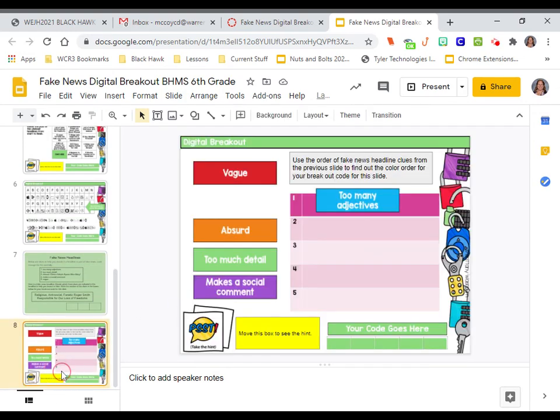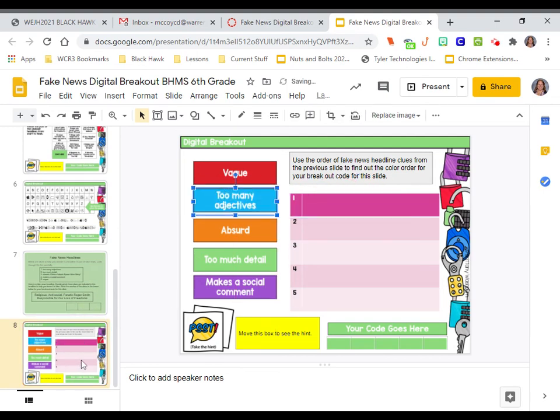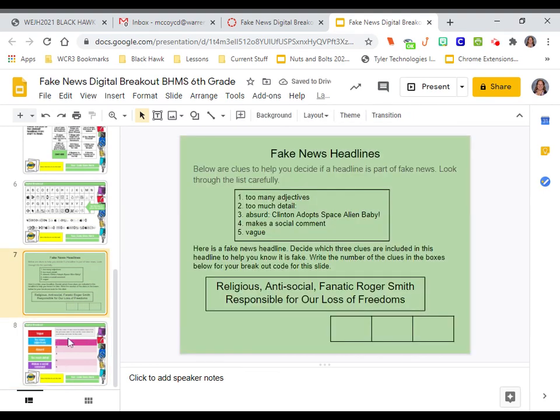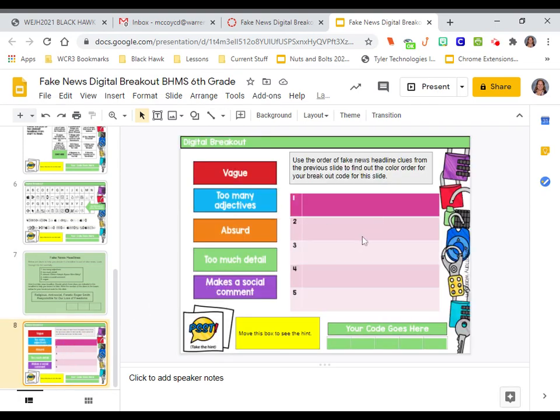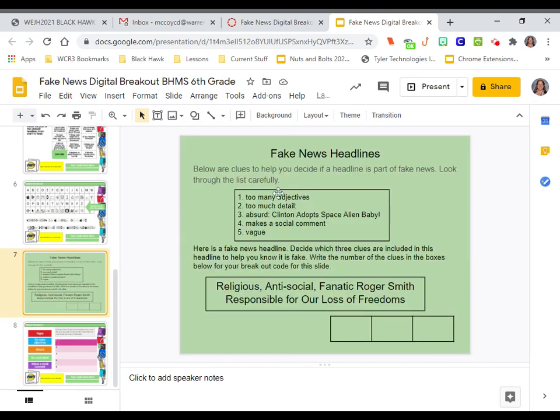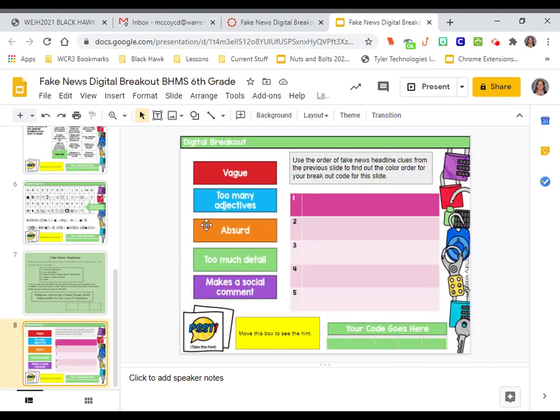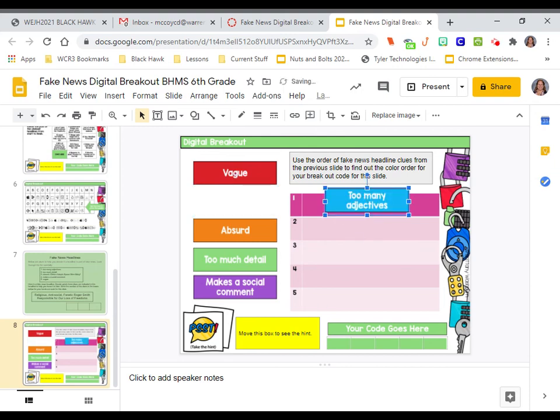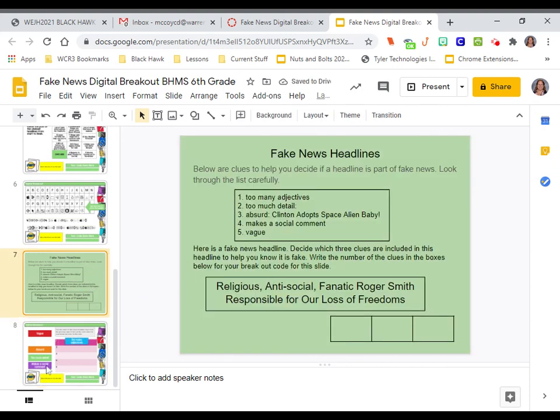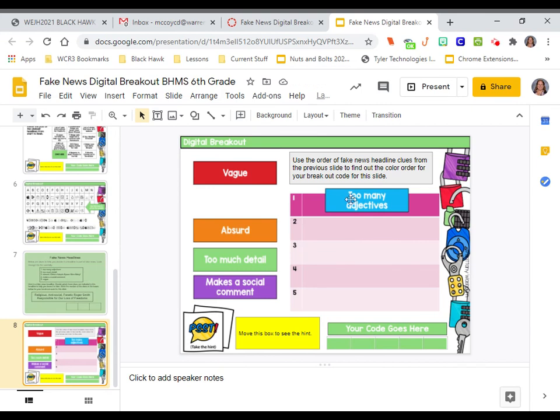Now, when you move down here, you're going to need this slide to help you down here. You're looking at these right here, the order they go in, 1, 2, 3, 4, 5, and you're going to put them in order here. So, too many adjectives was the first one. So you move too many adjectives over here. And then you go back and look for the next one and move it to 2.